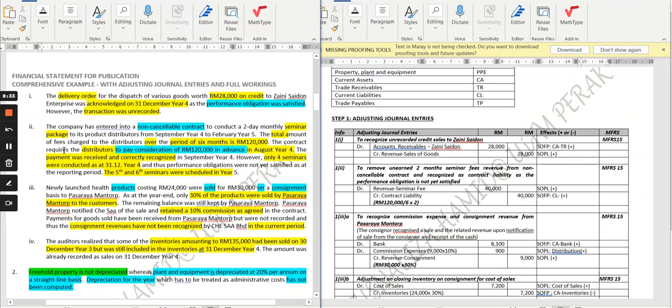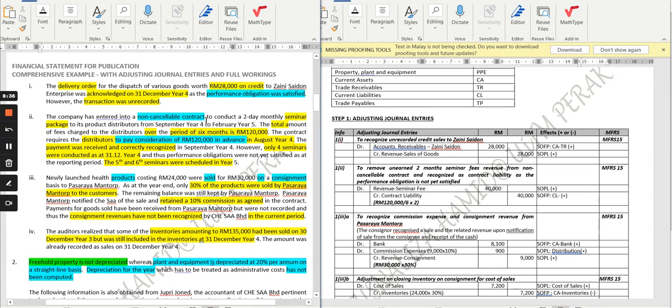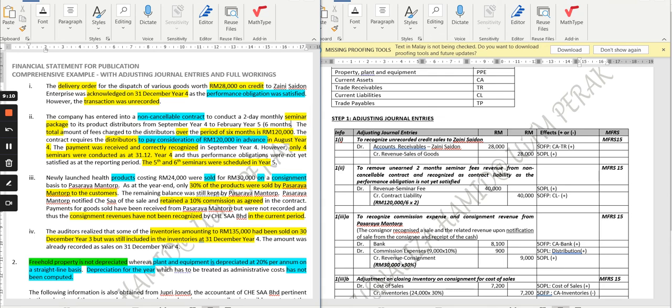The second one, company entered into a non-cancelable contract to conduct a 2-day monthly seminar package to its product distributor. So the company is conducting a seminar, which is also part of its service to the product distributor, from September year 4, which is in the current year, until February year 5. February year 5 is in the future period. The total amount fees charged from September year 4 until February year 5 was for 6 months, right? For 6 months period.